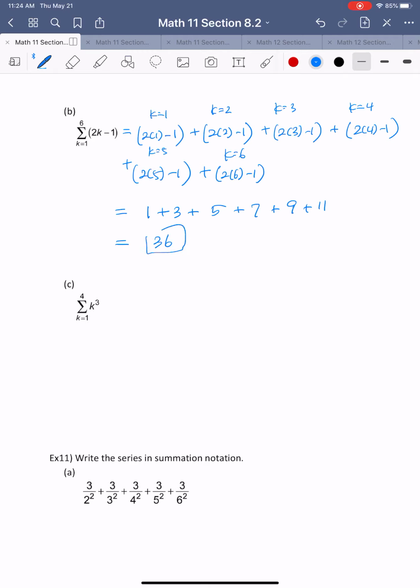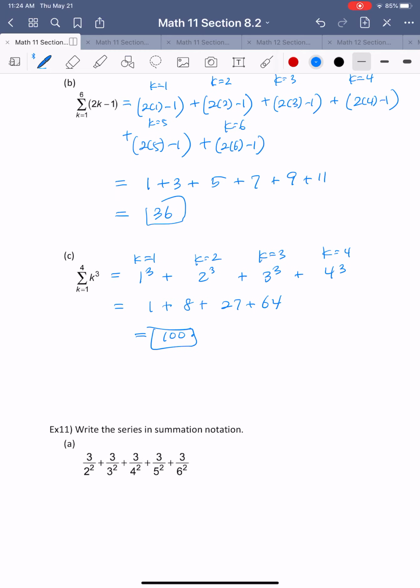All right, third one. This one, k equal to 1, is 1 cubed, plus k equal to 2, 2 cubed, plus k equal to 3, 3 cubed, plus k equal to 4, 4 cubed, okay? So which is 1 plus 8 plus 27 plus 64. We come out with 100.